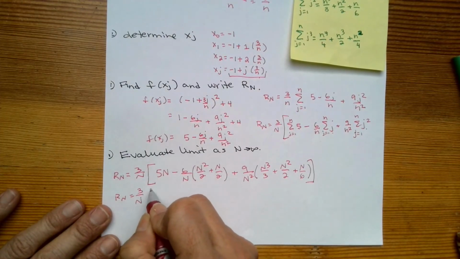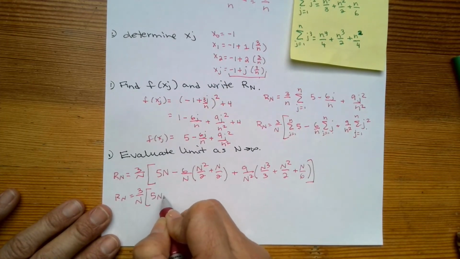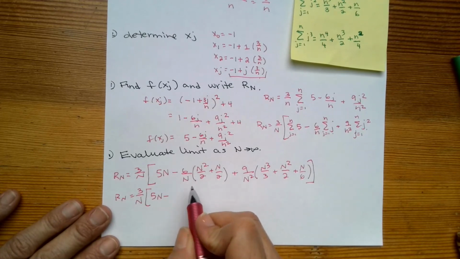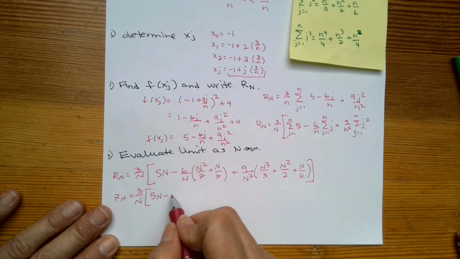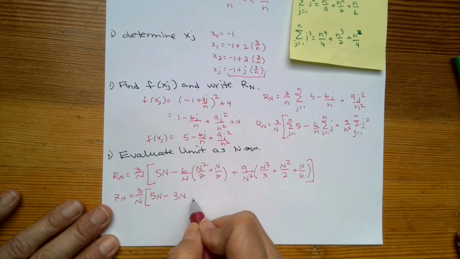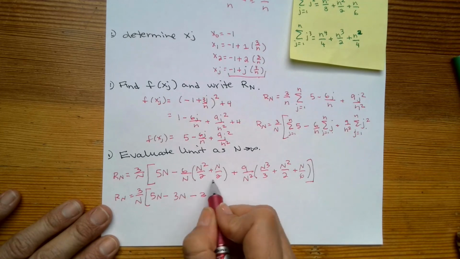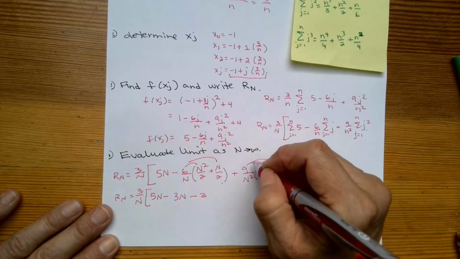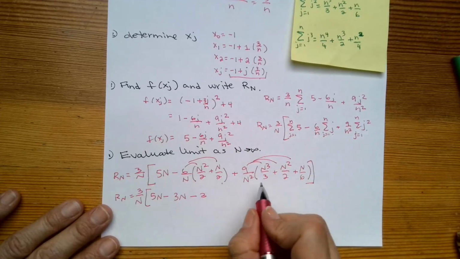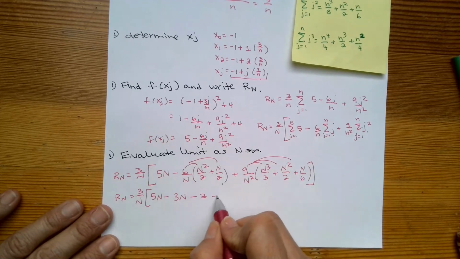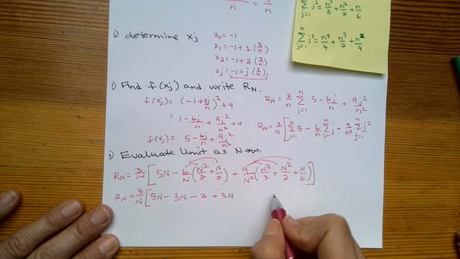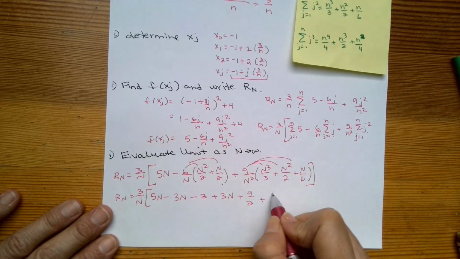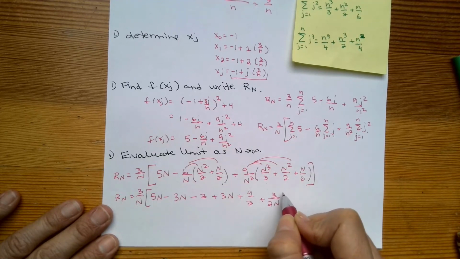So 3 over n, I have 5n minus, so I'm going to distribute, so I'll have 6n over 2, so how about 3n for the first one, and then minus 3, when that distributes, check my algebra. And then we'll distribute the 9 over n squared, so I'll have 3 plus 3n plus 9 halves plus 3 over 2n.